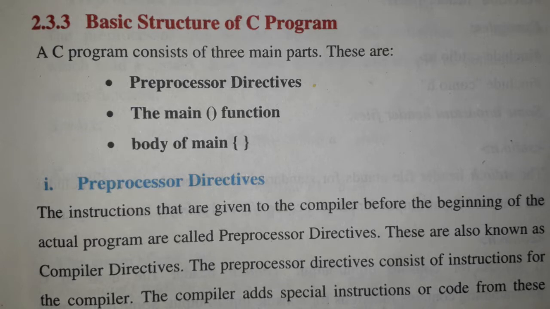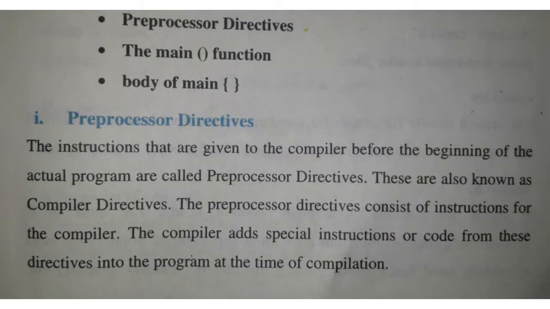There are three main parts or components of every C program: the preprocessor directive, the main function, and the body of the main function. The first component of every C program is the preprocessor directives. These are the instructions that are processed before the beginning of the actual program. These are the instructions for the compiler.